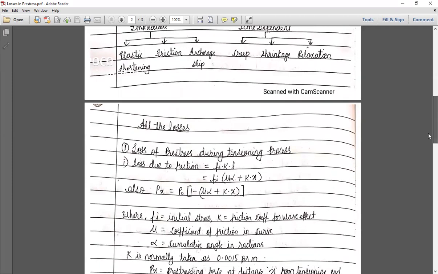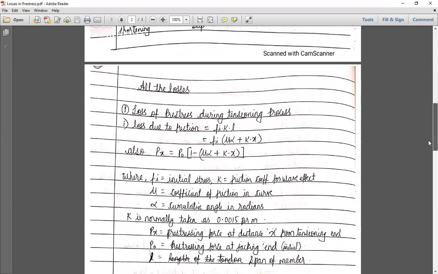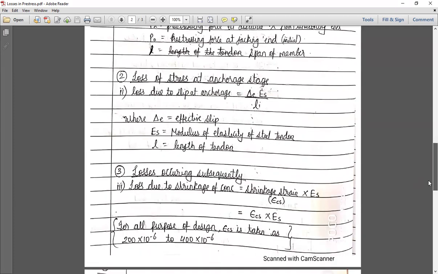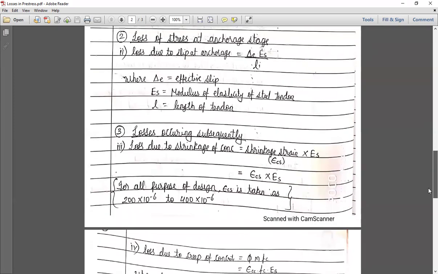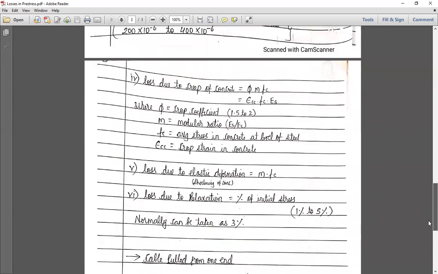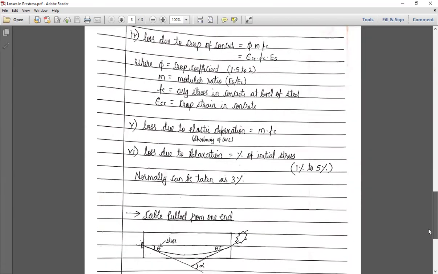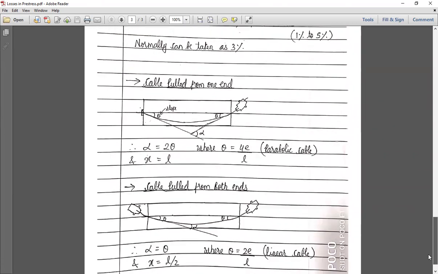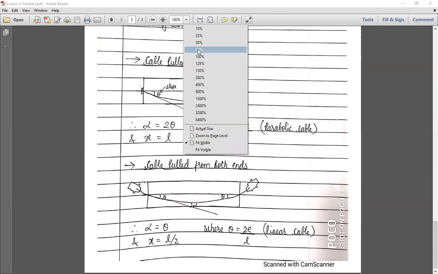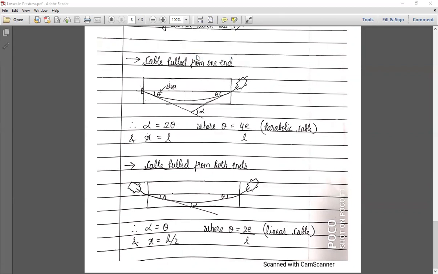Okay, so then we have seen the equation for the losses: loss due to friction, then loss due to anchorage slip, delta E into Es upon L, and then loss due to shrinkage, creep, loss due to elastic deformation, and loss due to relaxation. So this we have already seen. So now let us start with the numerical. All of you please be ready to solve the numerical.